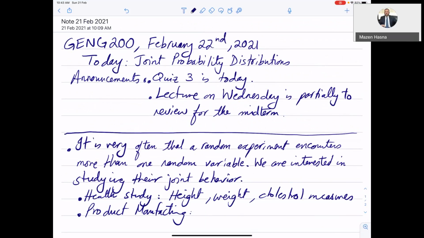Of course, today we'll have quiz 3 within the class. Next Wednesday, we'll do a review for the midterm, at least part of the lecture. So let's start today's lecture.